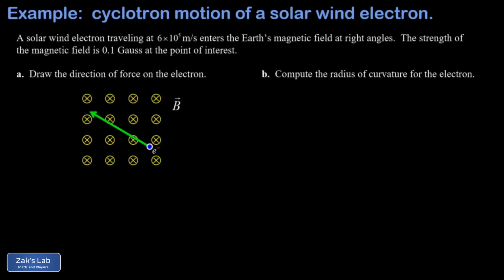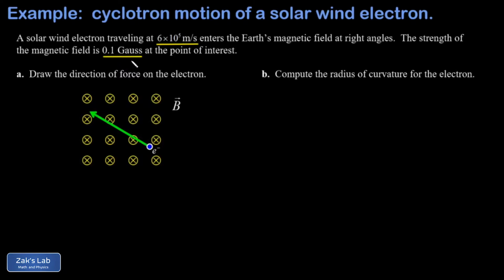In this video, we're looking at the cyclotron motion of a solar wind electron that enters the Earth's magnetic field at right angles. We're given a speed on this electron of 6 times 10^5 meters per second, and we're given the strength of the Earth's magnetic field at this point as 0.1 Gauss. Now the conversion to Tesla is by a factor of 10^4.